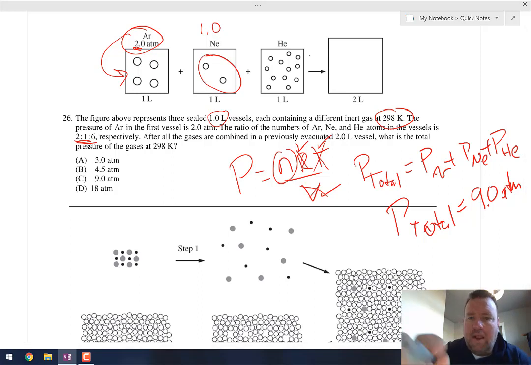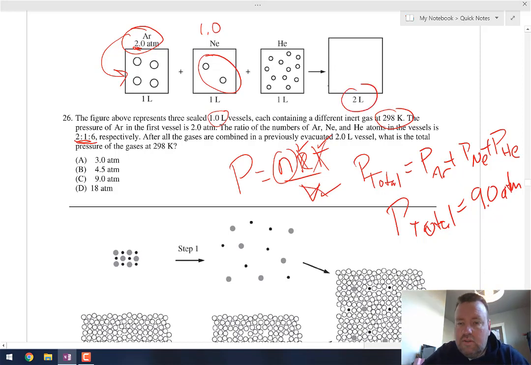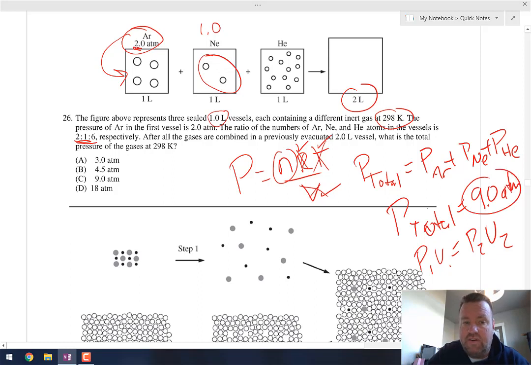But now we're going to take all of those particles and put them into a 2 liter container, which means your volume has doubled. So instead of a 1 liter container, now you've got more space for the gas particles to move around. This basically turns into a Boyle's law question, P1V1 equals P2V2, where if the volume doubles, the pressure has to go down by half. So if it was 9 atmospheres in a 1 liter container, it's now 4.5 atmospheres, which is B.